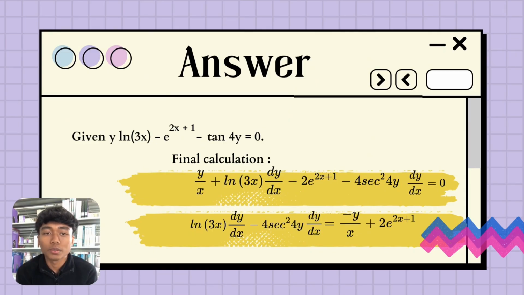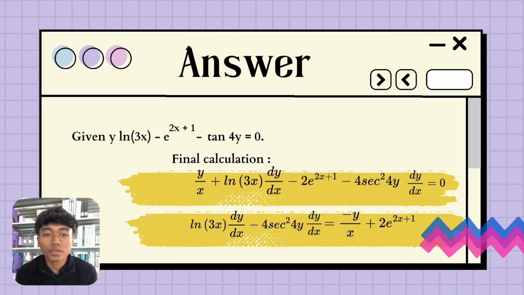into one equation. So we will get y over x plus ln 3x dy dx minus 2e power of 2x plus 1 minus 4 secant square 4y dy dx equal to 0. So next, we need to separate them: the terms that have dy dx will be put on the left side and the others on the right side.